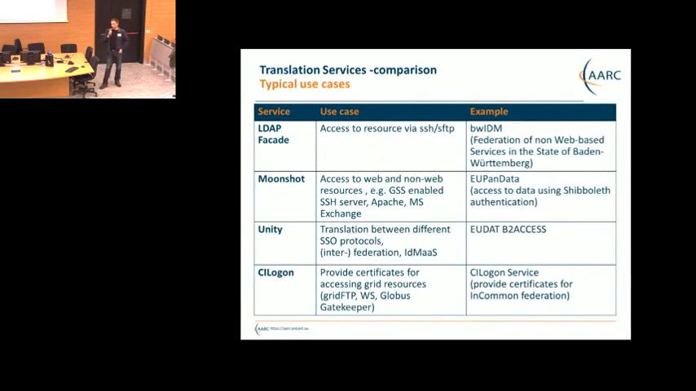because the protocol is also connected to possible use case, and for example for LDAP facade the use case is to access the resource via SSH or SFTP. In Moonshot we can access web and non-web resources, but with GSS enabled server, which is not the case of the common SSH server. In case of Unity, it's very flexible, because it supports lots of protocols, and it can translate between them.